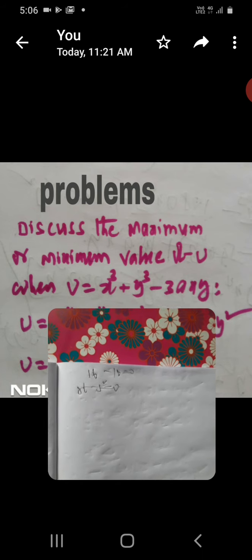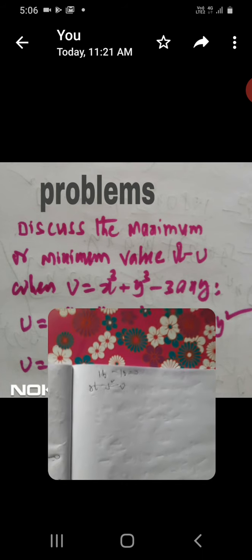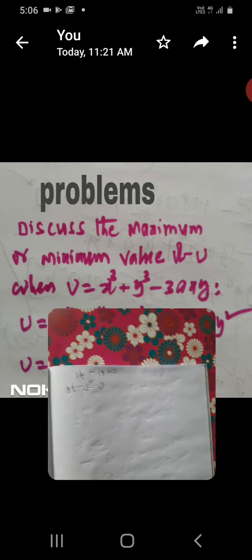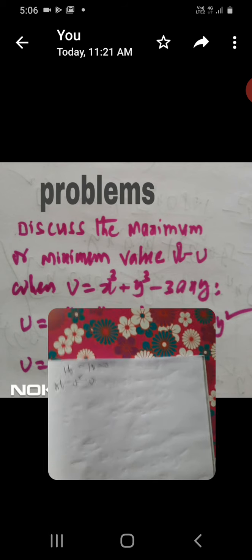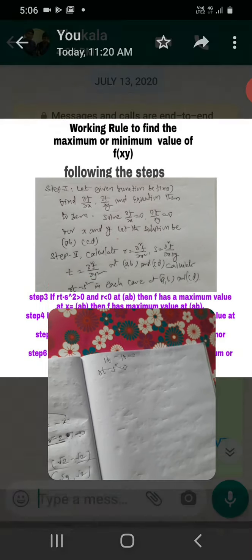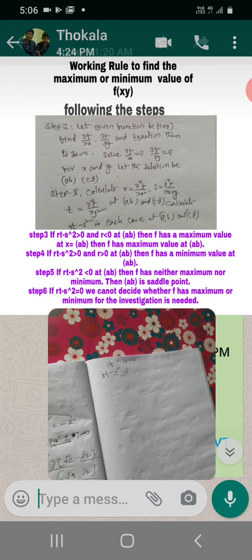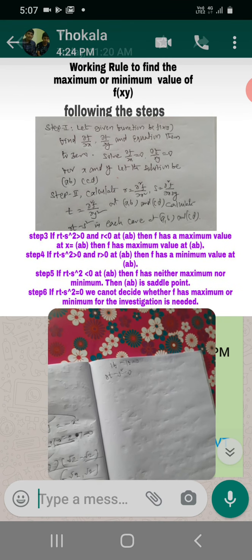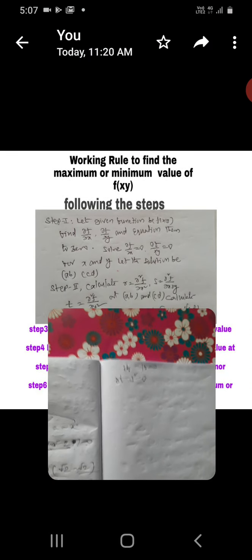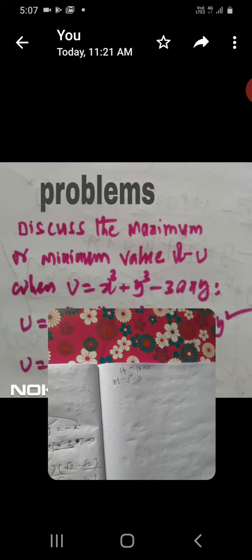So, sir, RT minus S square is equal to 0. What about it then? We cannot decide the maximum or minimum of the function, because further investigation is needed. From this step, the sixth step, RT minus S square is equal to 0, you cannot decide whether f has a maximum or minimum; further investigation is needed. So at this point there is neither a maximum nor a minimum.